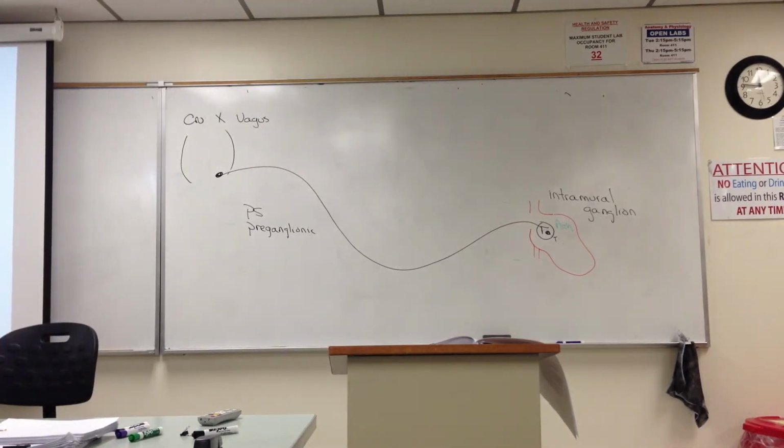So if we open up somebody's chest, or if we open up a frog and take its heart out and drip acetylcholine on the surface of the heart, you're going to see the heart contractions decrease in rate, fewer heart contractions per minute.